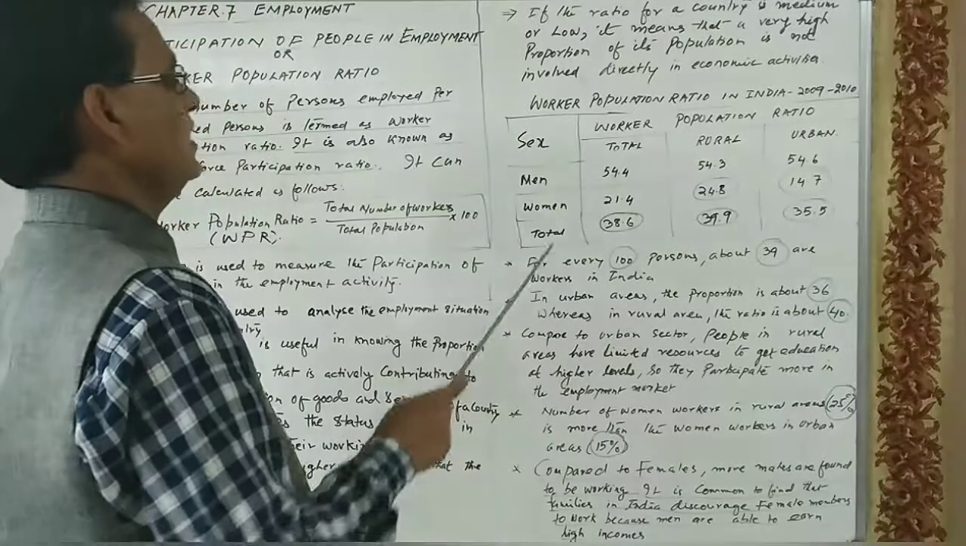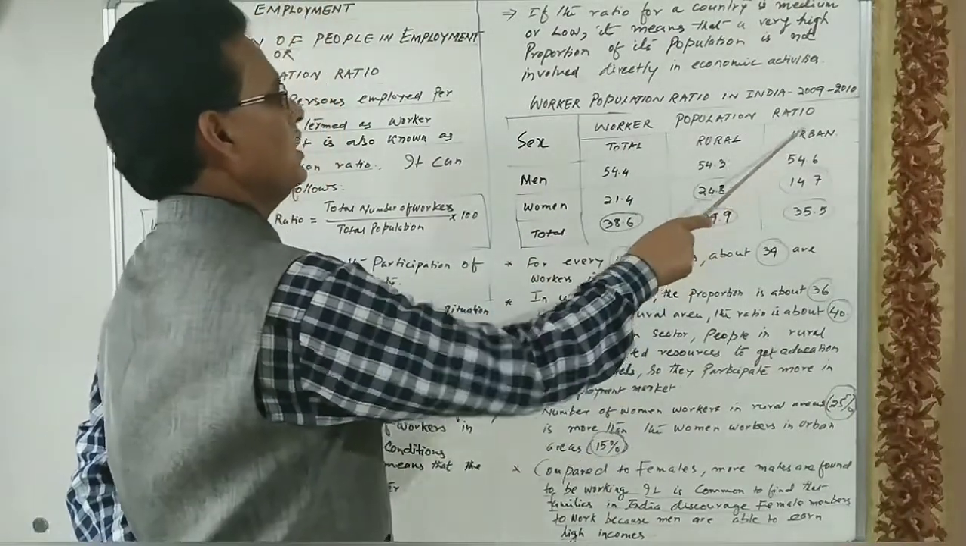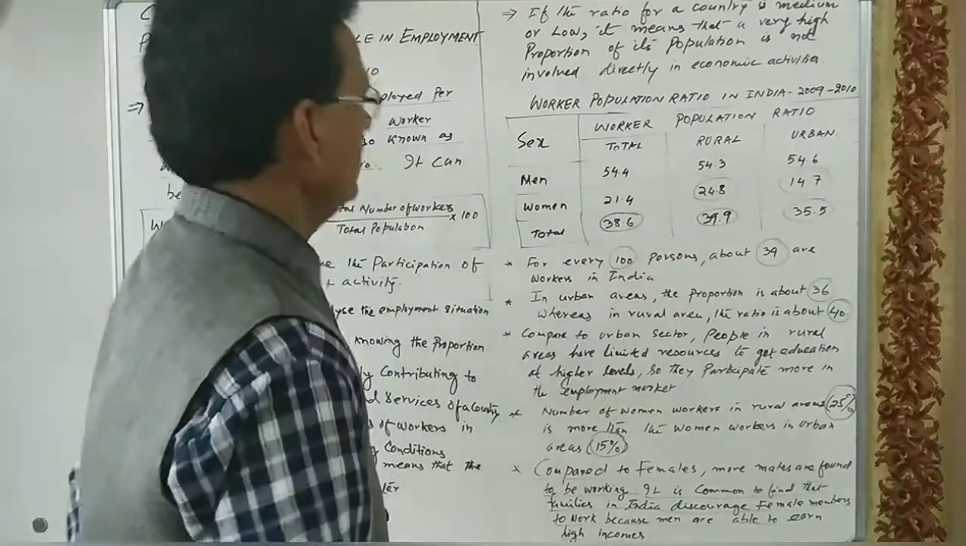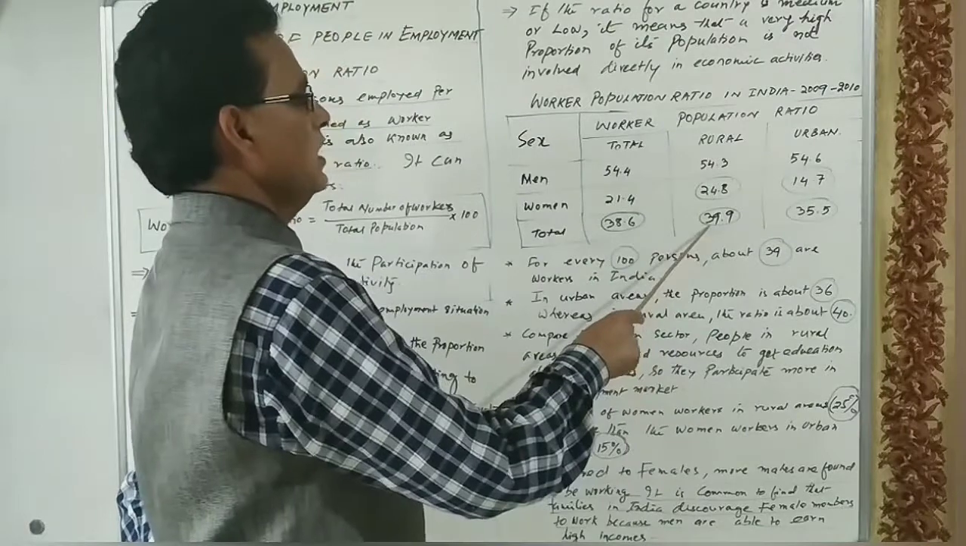So here if you see the rural and urban figures, then you will find that in the rural areas it is 39.9.